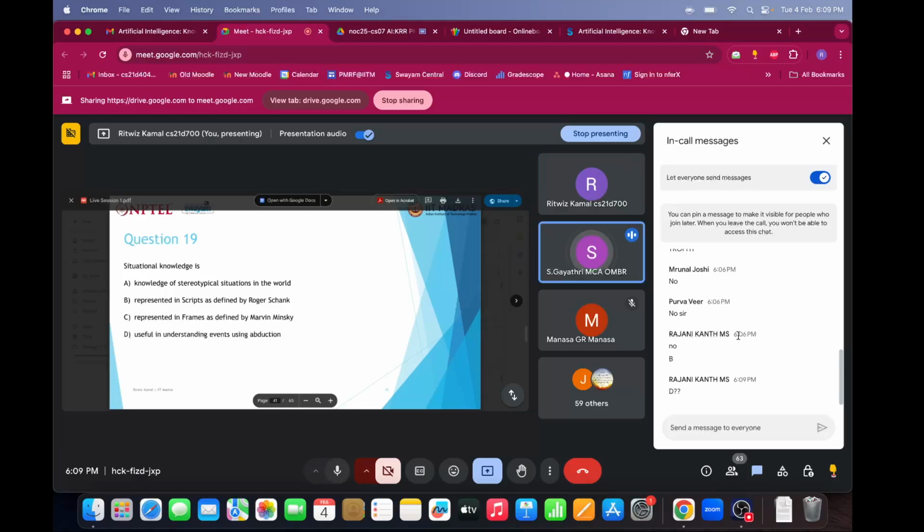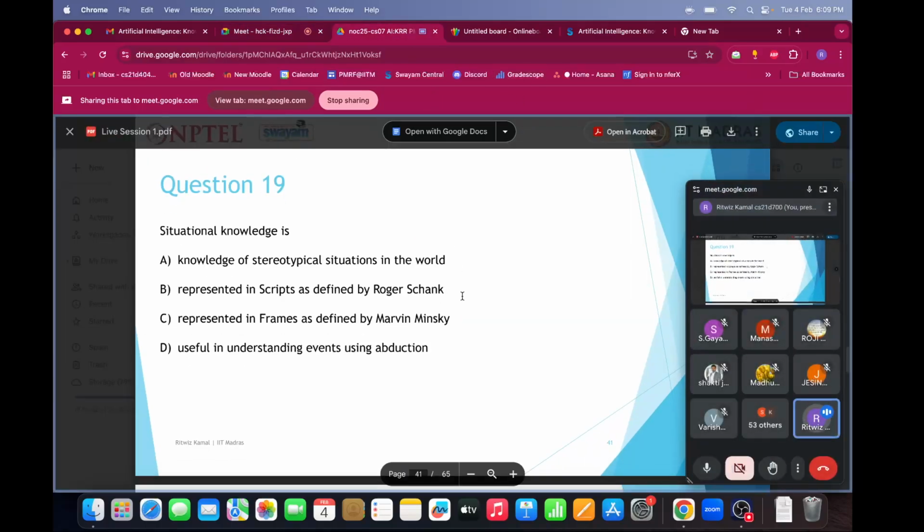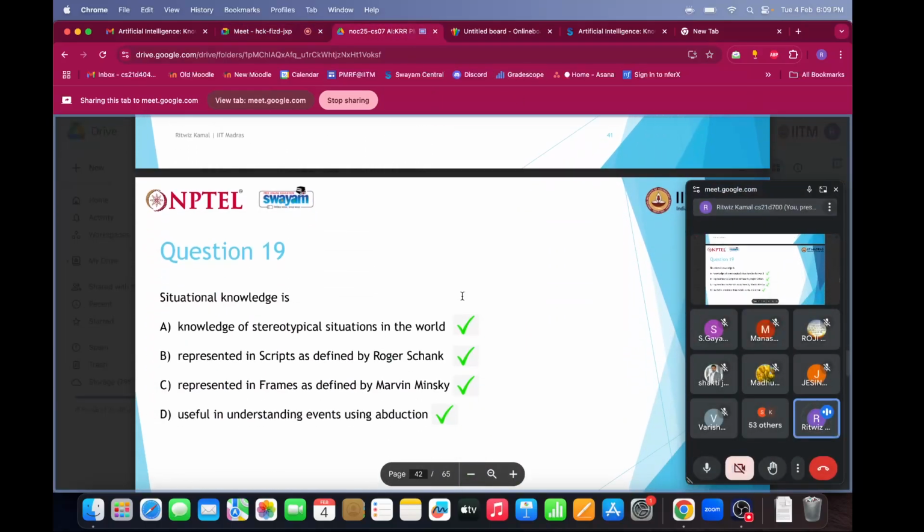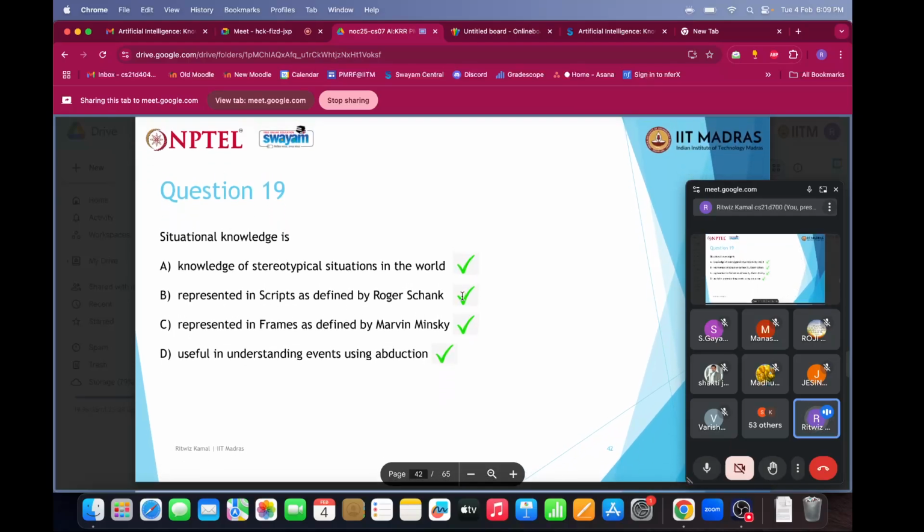The option will be B or D, sir. Okay, so we have some votes for options B and C. Any other options do you think would be correct? Option B or D, sir. Okay. So all of you are correct. It's just that in this question all options are true.